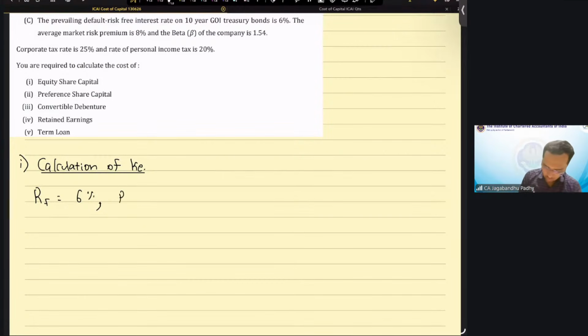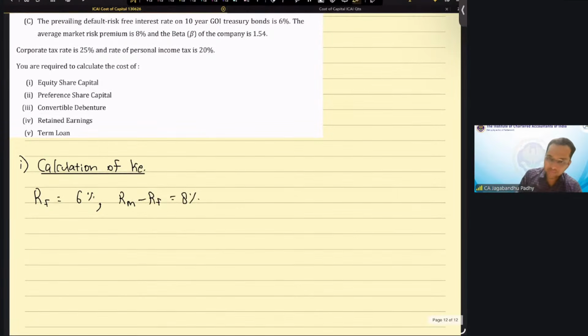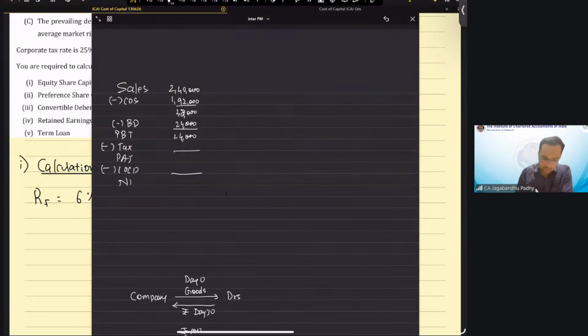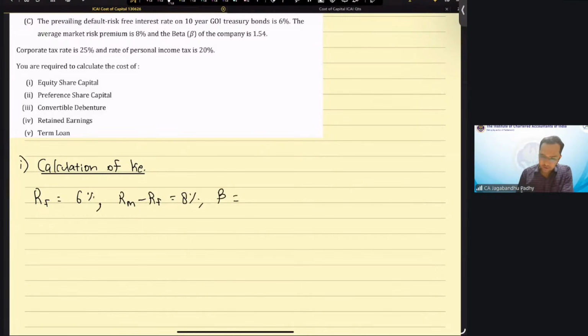Is it RM? No, it is RM minus RF, because they are not saying market return, they are saying market risk premium. So market risk premium is definitely the return over and above the risk-free rate. So RM minus RF is 8%. And then we have the beta as 1.54. So we can calculate the Ke by using the capital asset pricing model.